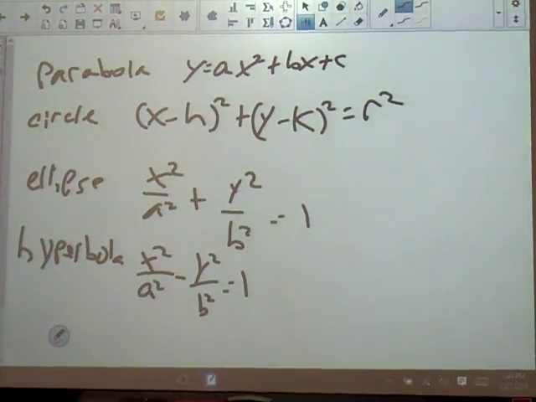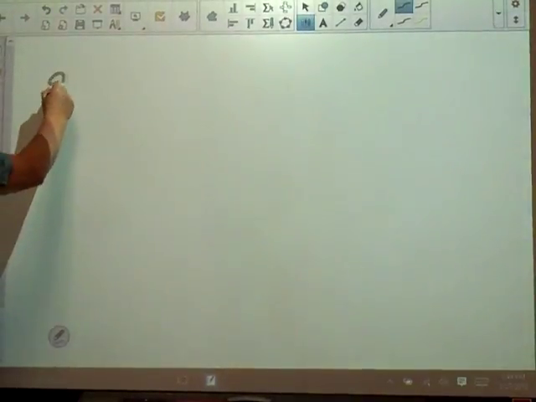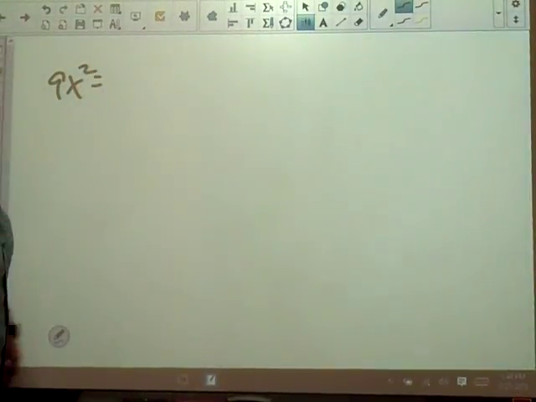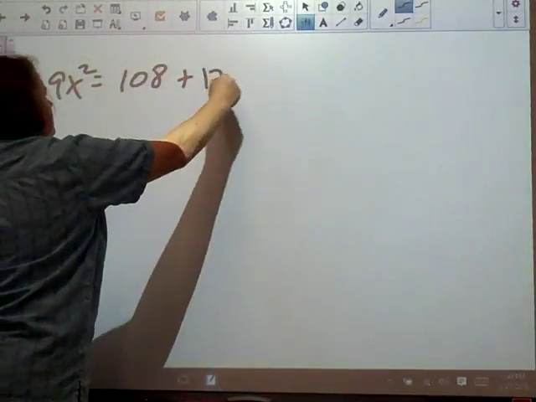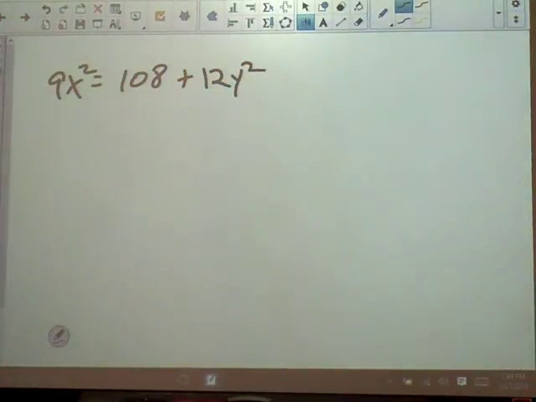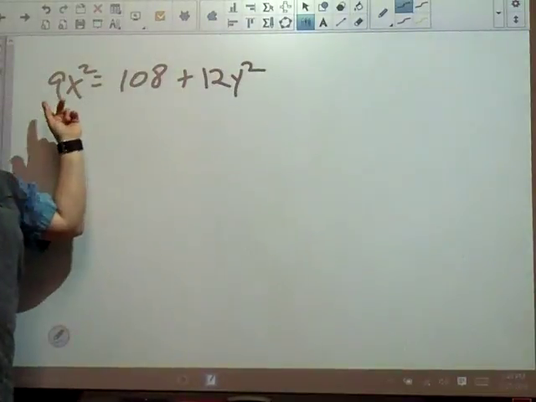I got 9x squared equals 108 plus 12y squared. All right, and the question says identify the type of graph. So is it a parabola, a circle, an ellipse, or a hyperbola? Okay, I would say my first elimination would be parabola because both of them are squared.